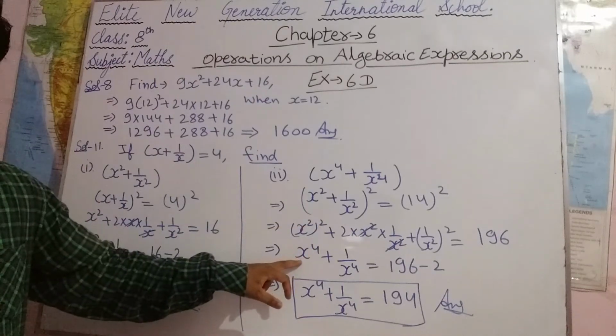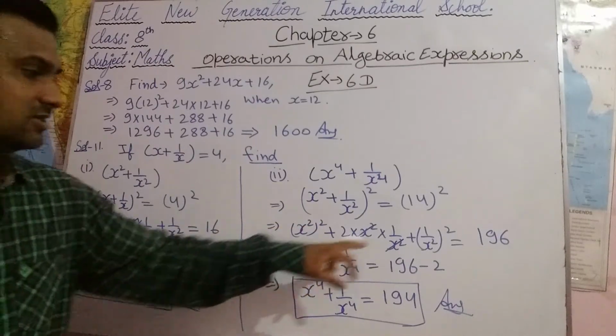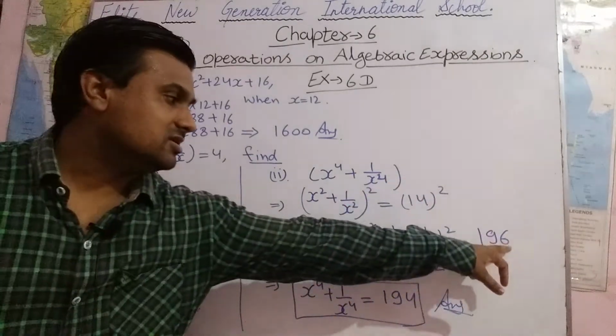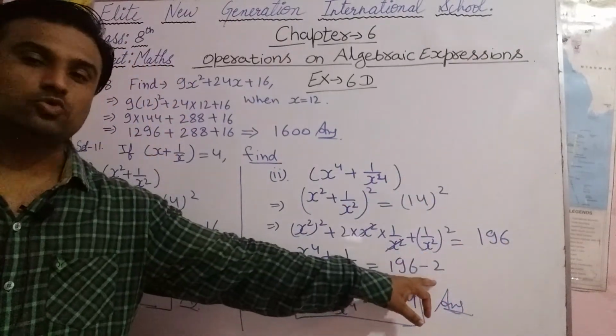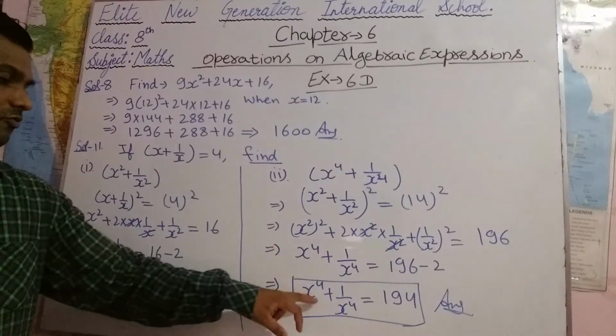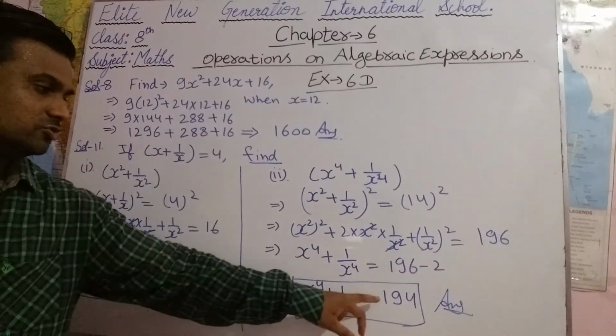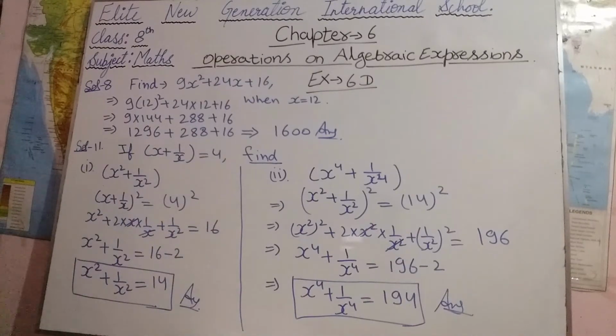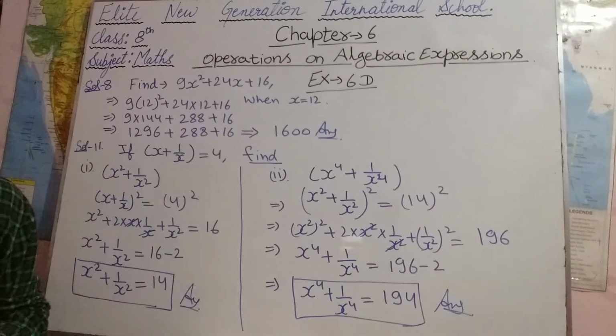Now this x square will cancel with this x square, and here x square power 2 will be x power 4 plus 1/x power 4 equals, this 2 will come this side, so 196 minus 2. So here x power 4 plus 1/x power 4 equals 194. It will be the answer. So in this, question number 9 and 10 you can try yourself. They are simple, same as question number 8. Now after this, see the next question.